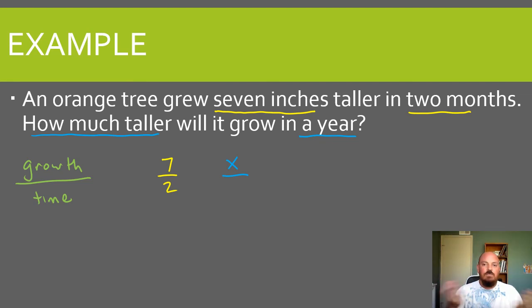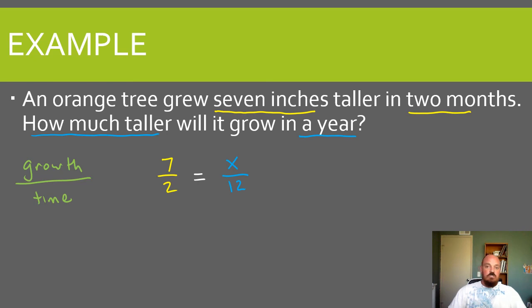So I say to myself, well, let's see, a year is 12 months. So if the tree grew 7 inches in 2 months, then really what I want to do is figure out how much it's going to grow in 12 months. So my first proportion says the tree grew 7 inches in 2 months, 7 over 2. And my second one says the tree is going to grow x inches, which is what we're trying to answer, in 12 months. And right there, that's your proportion.